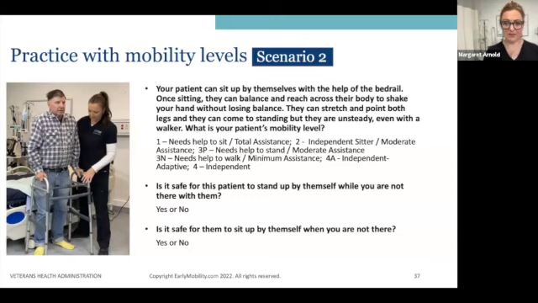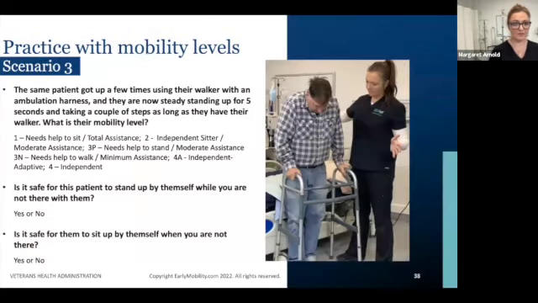Is it safe for this patient to stand up by themselves while you are not there with them? No, they're unsteady. Is it safe for them to sit up by themselves when you are not there? The answer is yes. They have passed level 2. They've demonstrated safe, independent sitting balance. So as long as they're not confused or unable to follow directions or have high fall risk in sitting, you can let them sit up independently when you are not there.